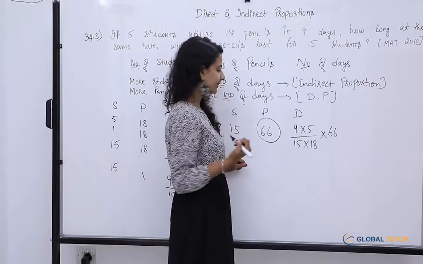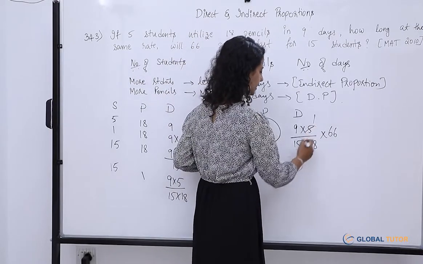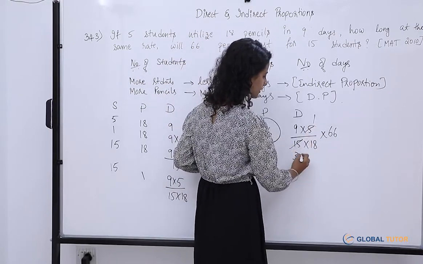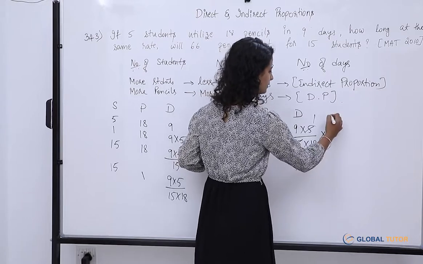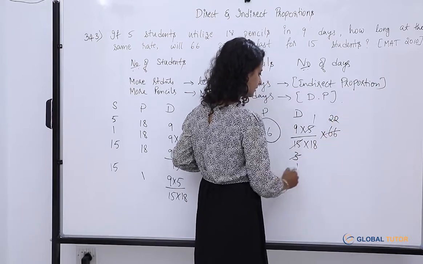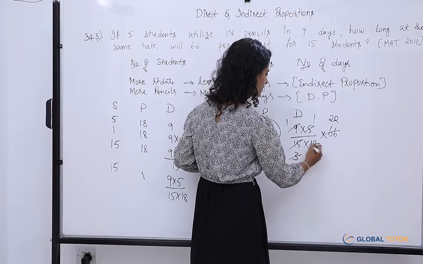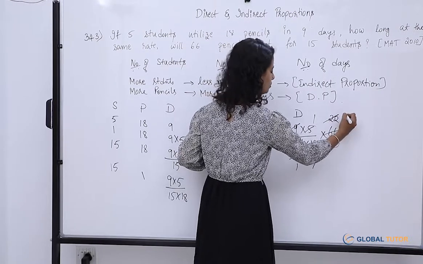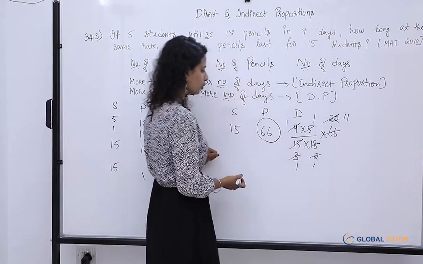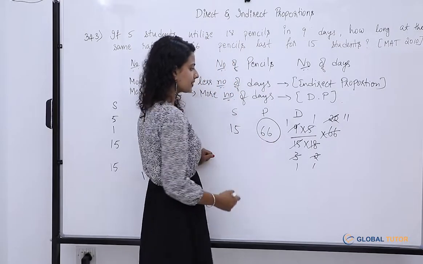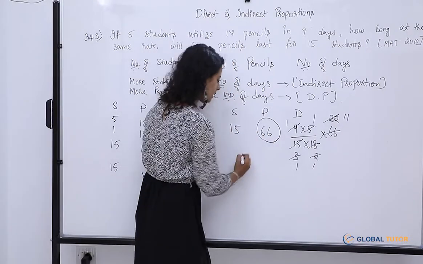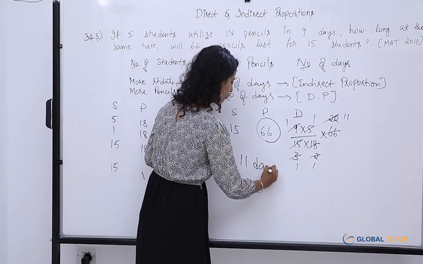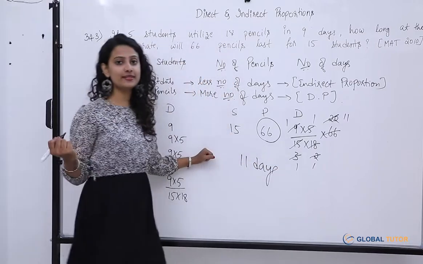Now let us simplify this. 5 1 times, 5 3 times, 3 1 times, 3 22 times. Then we have 9 1 times and 9 2 times, 2 1 times, 2 11 times. So 66 pencils will last for 11 days for 15 students.